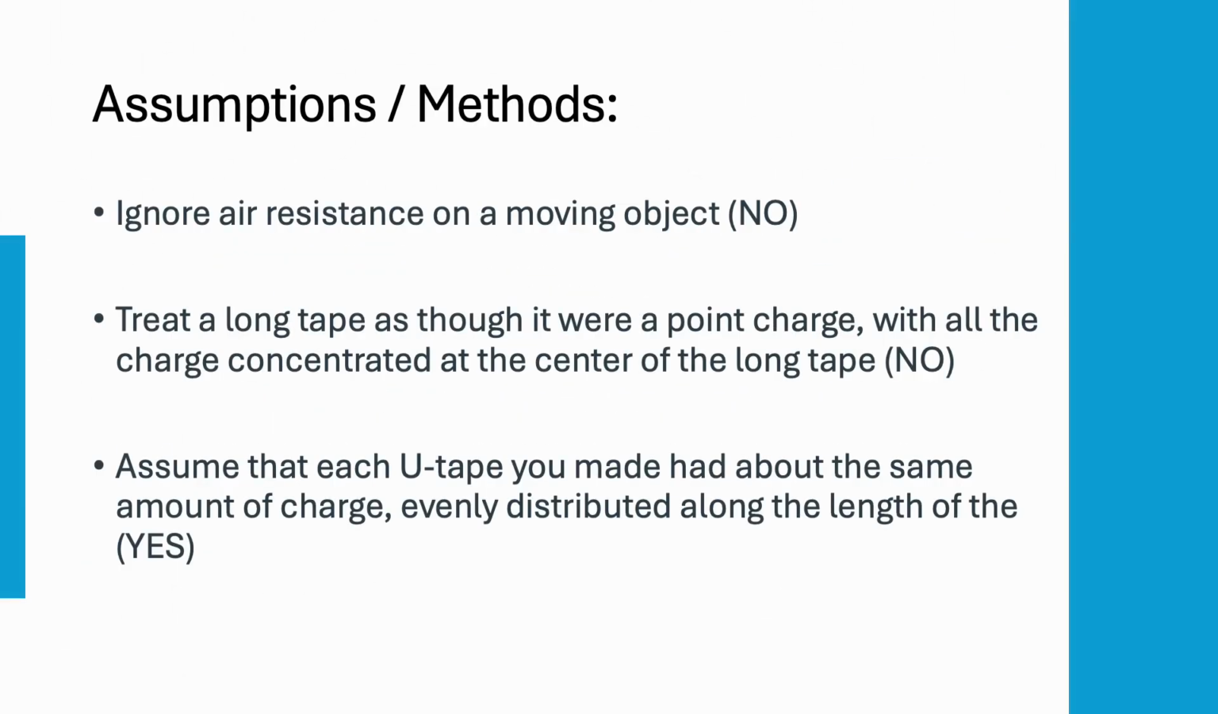It was not necessary to ignore air resistance in this lab, as the two tapes are in equilibrium and stationary. Air resistance is a function of velocity, but the tapes were staying still. The second assumption was also not necessary, as was the whole point of the lab, to not treat it as a point charge, but instead as a line charge with a uniformly distributed charge. The third assumption was necessary, as it would be almost impossible to get the two tapes the exact same in terms of length, mass, and charge, so it made the calculations easier and neater.